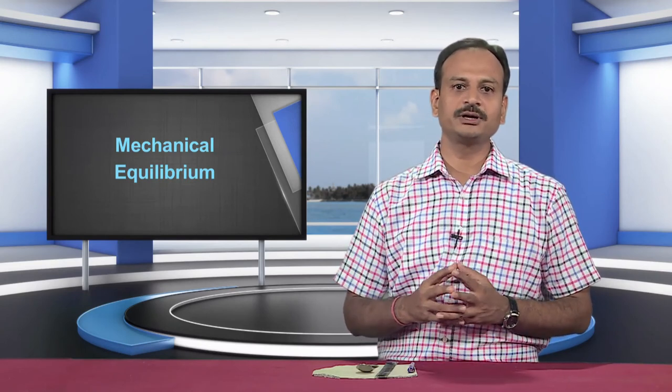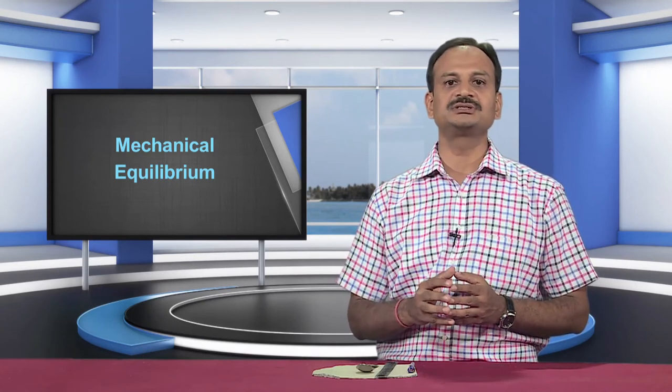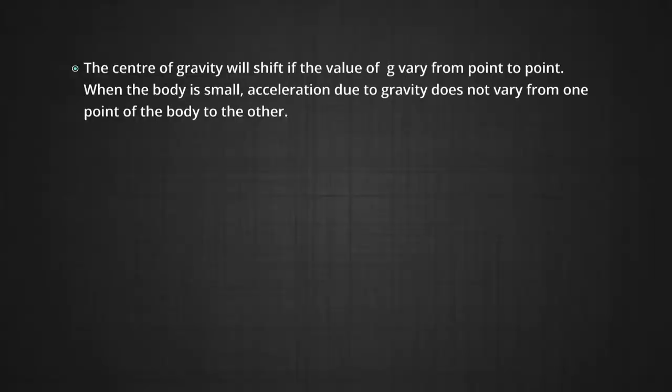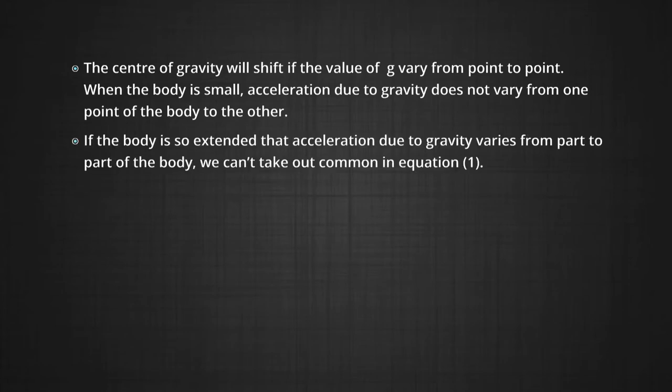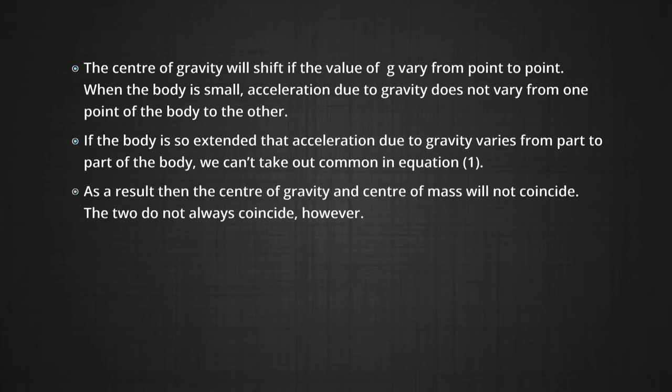The center of mass of a rigid body is fixed in relation to its constituent particles. But the center of gravity will shift if the value of small g varies from point to point. When the body is small, acceleration due to gravity does not vary from one point of the body to the other. But if the body is so extended that the acceleration due to gravity varies from part to part of the body, we can't take small g common as we have done in the case of equation 1. As a result, the center of gravity and center of mass will not coincide. The two do not always coincide, however.